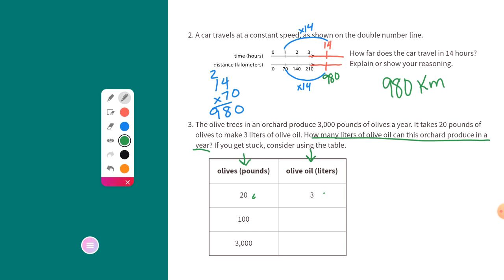Ellie? Since we know that they make 3,000 pounds of olives in a year, we just need to know how many. Yeah, it told me right here they make 3,000 pounds of olives in a year. This says how much olive oil in a year. So if I know this is 3,000, this is the one that I'm looking for. On a table, you can build it up to anything.